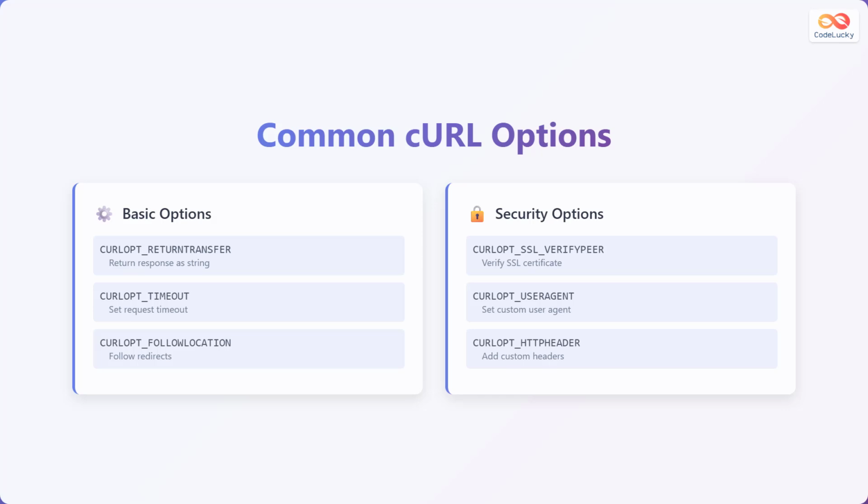Here are some common cURL options. Basic options include CURLOPT_RETURNTRANSFER, which returns the response as a string. CURLOPT_TIMEOUT sets the request timeout, and CURLOPT_FOLLOWLOCATION follows redirects. Security options include CURLOPT_SSL_VERIFYPEER, which verifies the SSL certificate. CURLOPT_USERAGENT sets a custom user agent, and CURLOPT_HTTPHEADER adds custom headers.